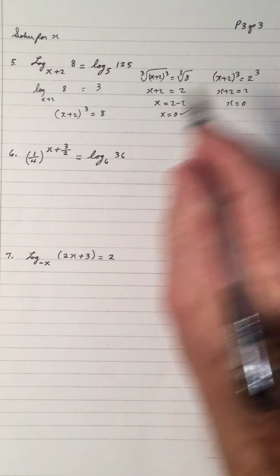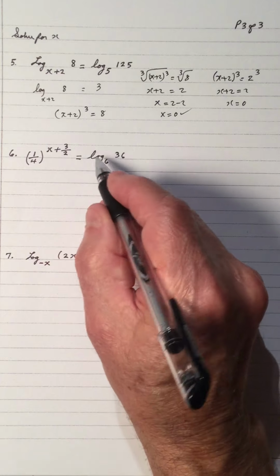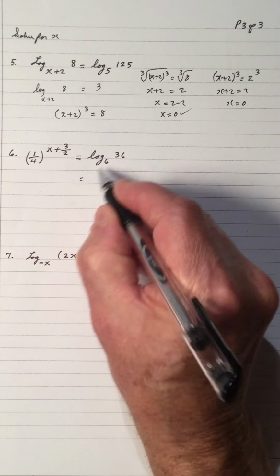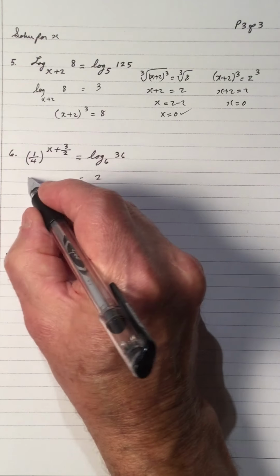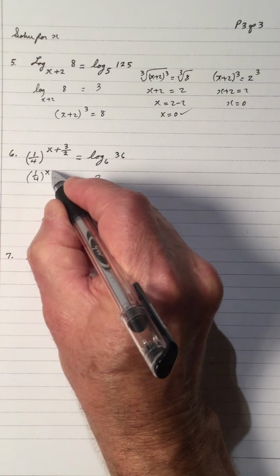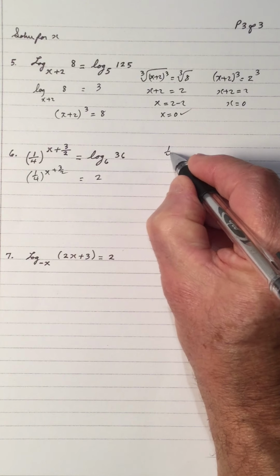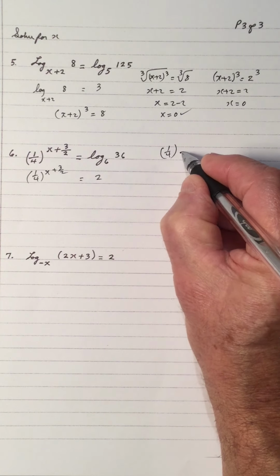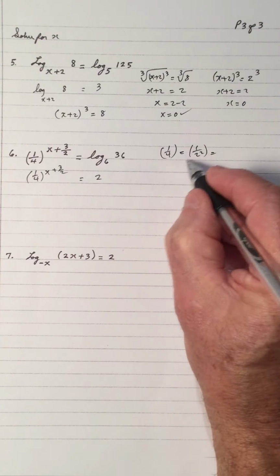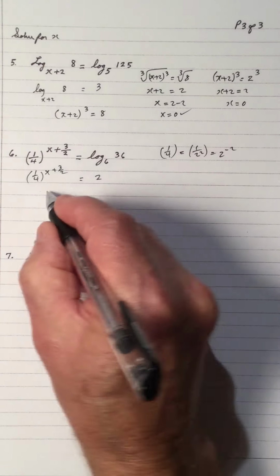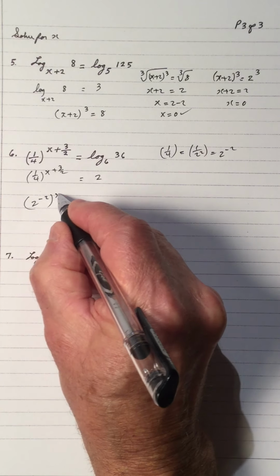Number 6, we have 1/4 to the x plus 3 over 2 equals the log of 36 base 6. So the log of 36 base 6, 6 squared is 36, so that's a 2. And we have 1/4 to the x plus 3 over 2. And 1/4 is the same as 1 over 2 squared, which is 2 to the negative 2. 1/4 is 2 to the negative 2.